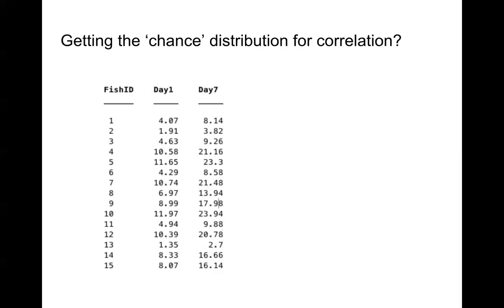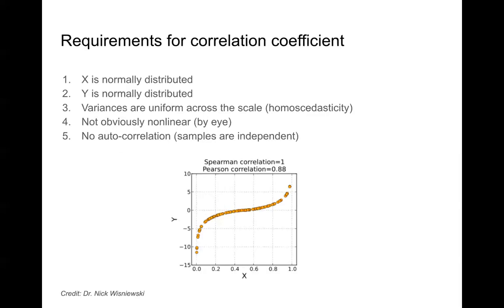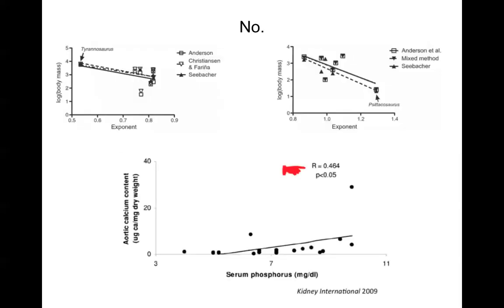Let's say that we just want to measure the correlation between day 1 and day 7 among fish. Now we have paired data again. Correlations are fundamentally paired, right? Because think about it, it's one variable and another variable, and each point is linked. The observation in serum phosphorus is linked with a particular aortic calcium content. That's what the sample had, both attributes. Correlation data, we call it bivariate. There are 2 variables and they're linked.